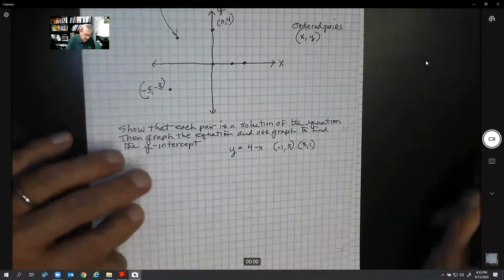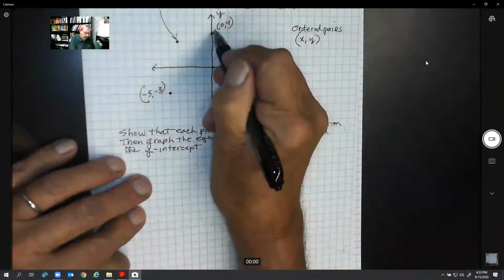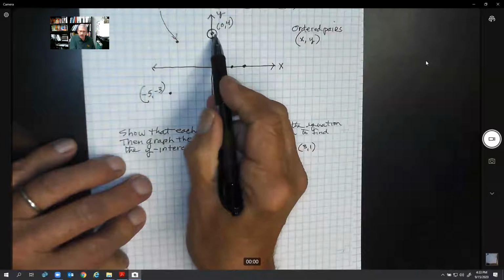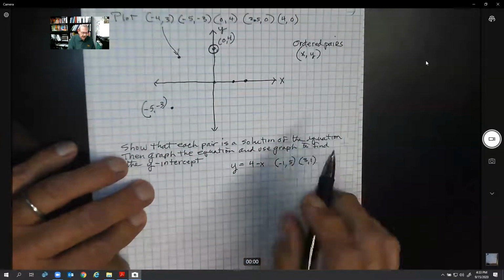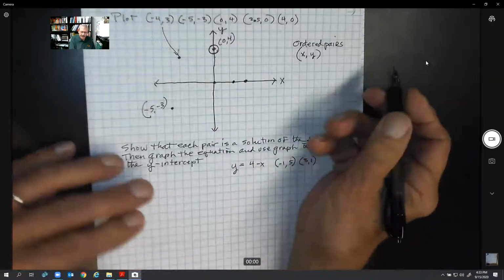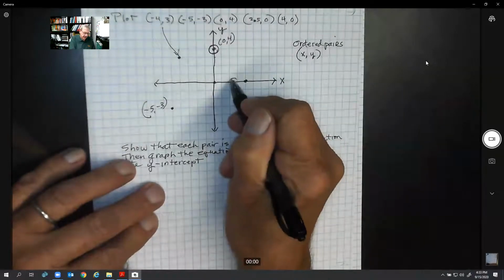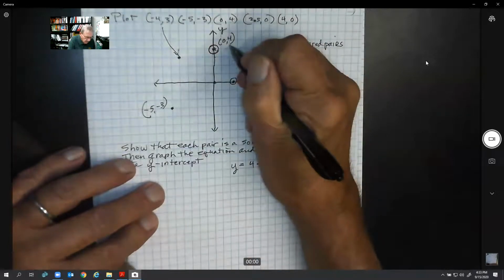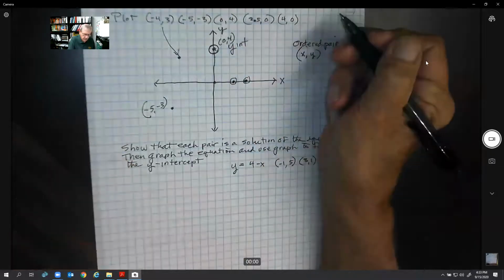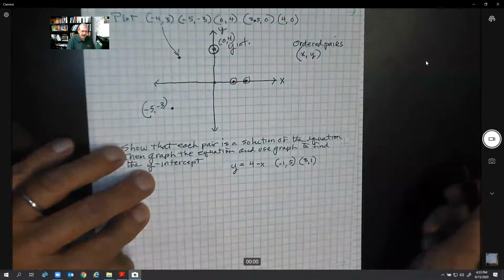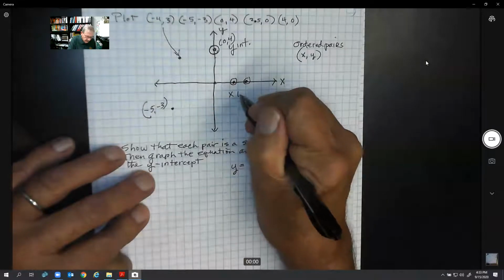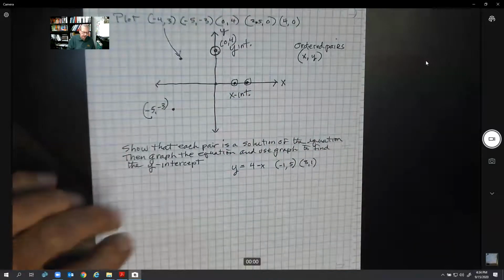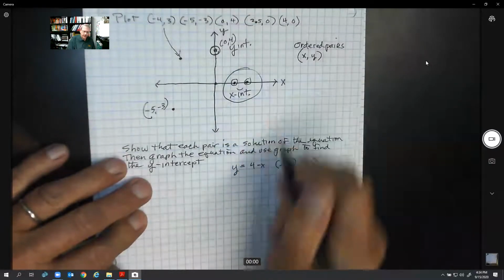Okay, so what the heck are they talking about? Okay, this point right here is considered a y-intercept because it crosses the y-axis. And these 2 points over here are called x-intercepts because they cross the x-axis. So any point that crosses the y-axis is a y-intercept. Sometimes we just abbreviate it that way, y-int. And these are your x-intercepts. And again, we could abbreviate them. So those would be your x-intercepts.